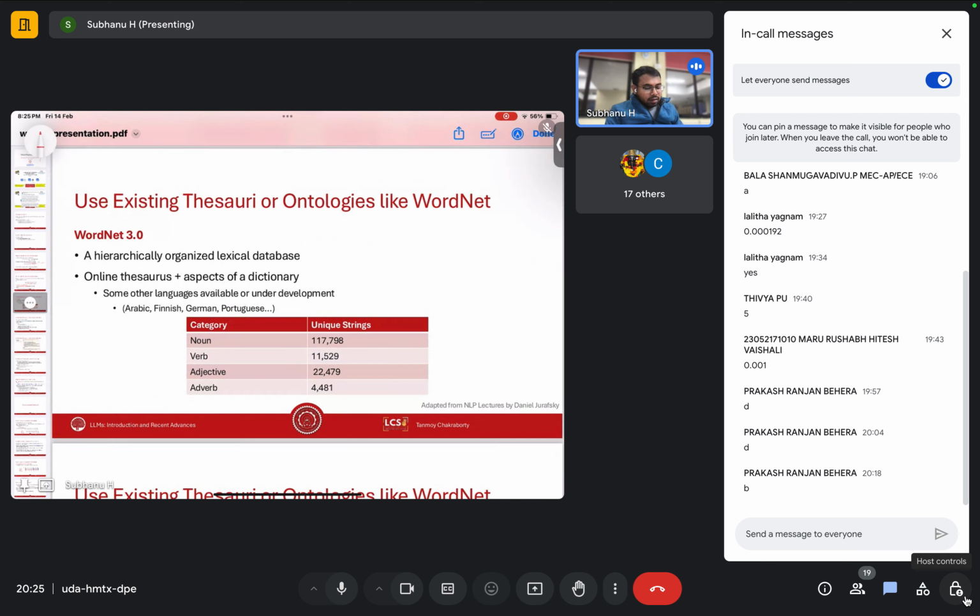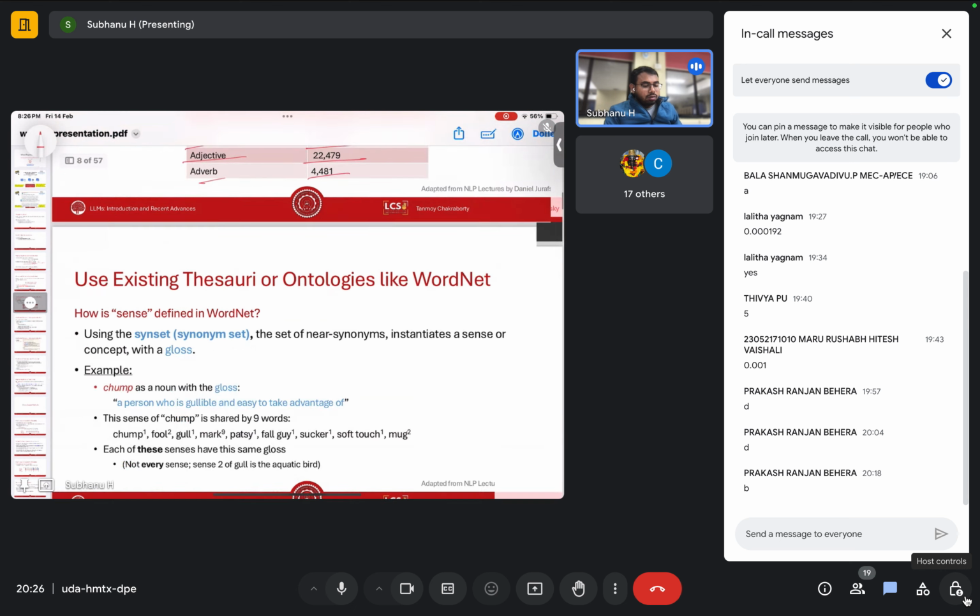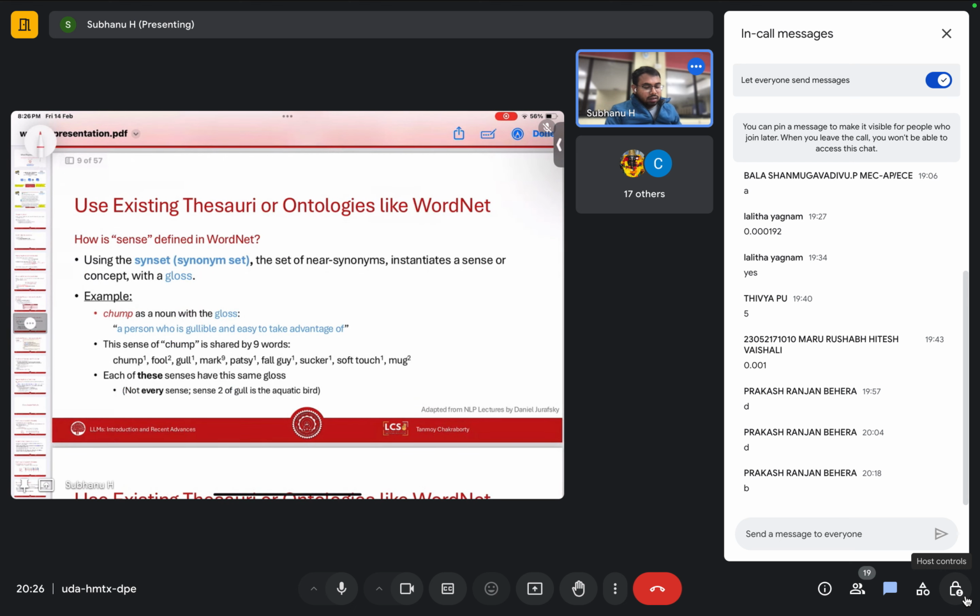They have a WordNet tree. That is basically a database of words, with around 1 lakh nouns, 11,000 verbs, 22,000 adjectives, and 4,000 adverbs. If you use this database, then using the synset, or synonym set, the set of near synonyms instantiates a sense or concept with a gloss.